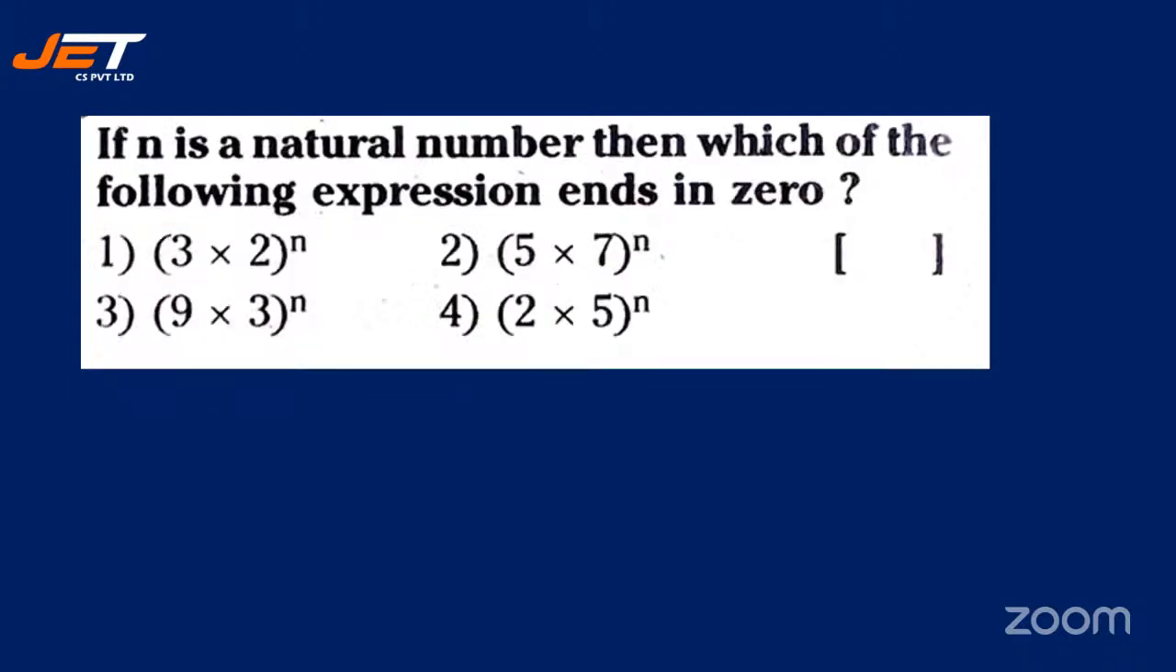If n is a natural number, then which of the following expressions ends in 0? 3 into 2 to the power n, 9 into 3 to the power n, 5 into 7 to the power n, 2 into 5 to the power n. Put your answers in the chat box.